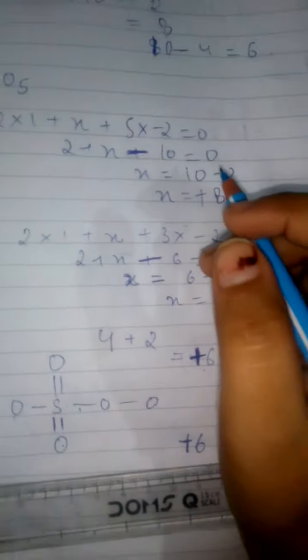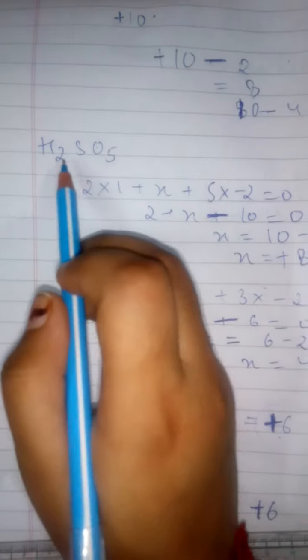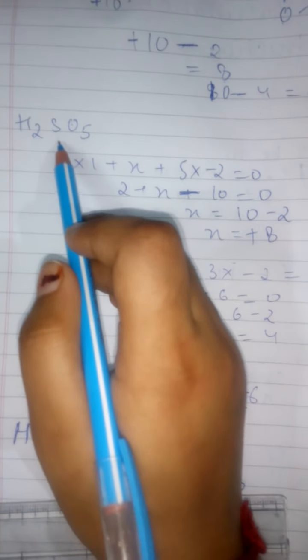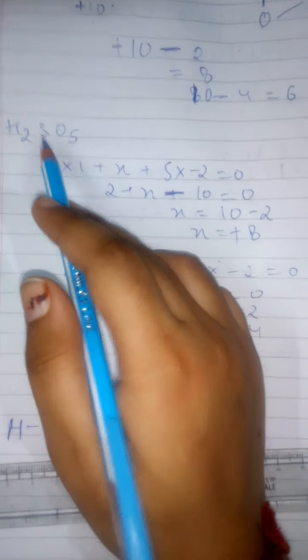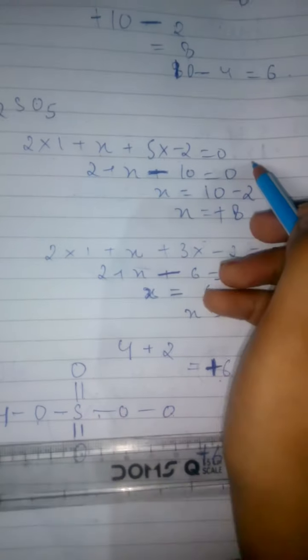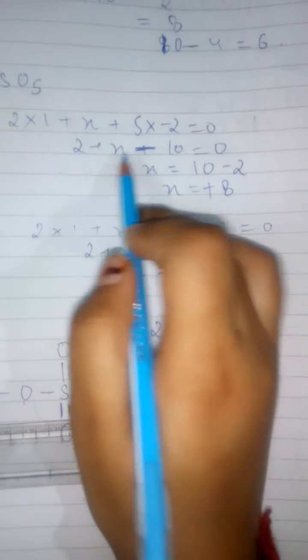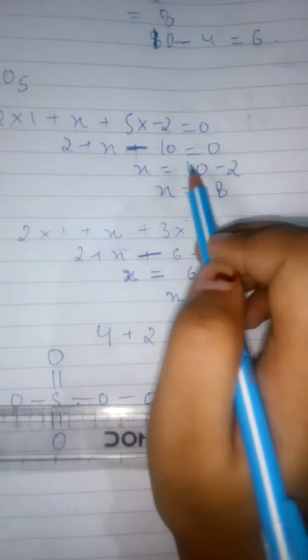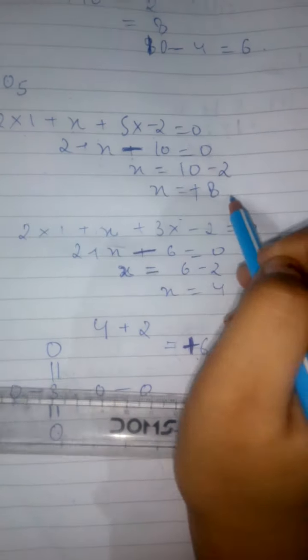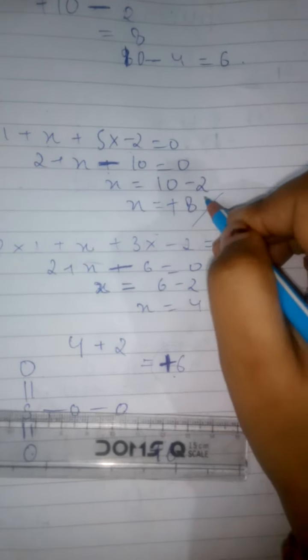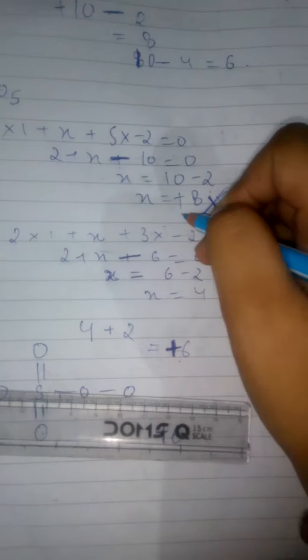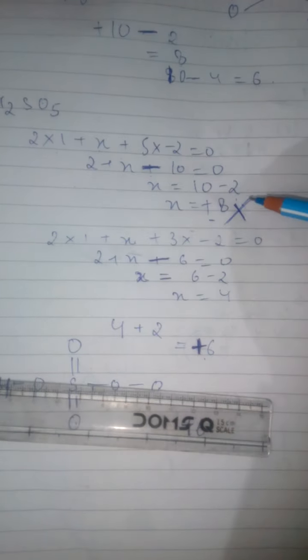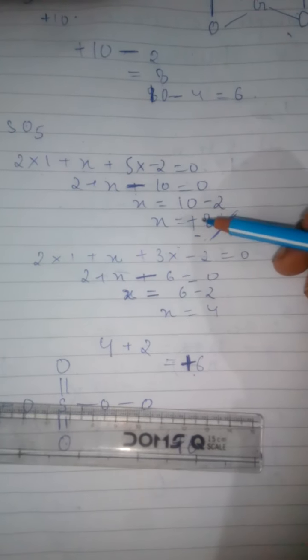I am explaining you, and you can understand much better with another example. Let's take the example of H2SO5. In this case, we have to find the oxidation number for sulfur. So let's consider x for sulfur, and 2 into 1 plus x plus 5 into minus 2 is equal to 0. So 2 plus x minus 10 is equal to 0, x is equal to 10 minus 2, x is equal to plus 8. But it is completely wrong.